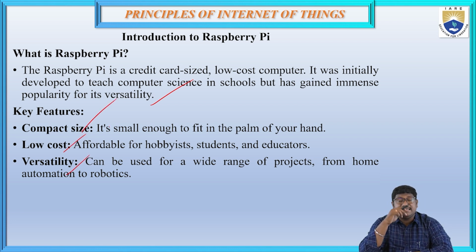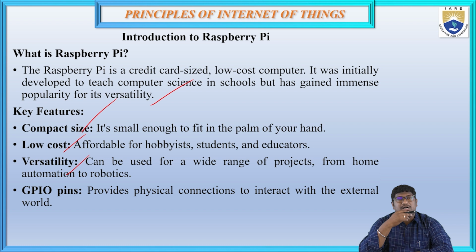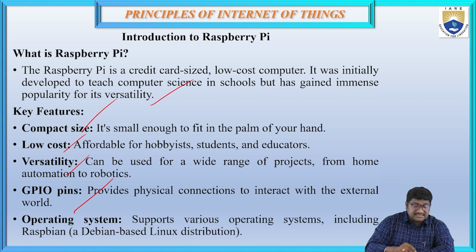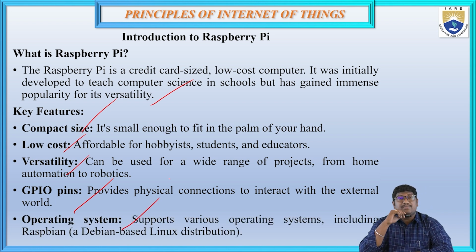It looks very small, like a credit card or debit card in your hand. It is low cost for hobbyists, students, educators. Versatility, and can be used in a wide range of projects from home automation. GPIO pins, which provide physical connections to interact with the physical devices of the outside world. And operating system, which supports various operating systems, including Raspberry Pi OS.